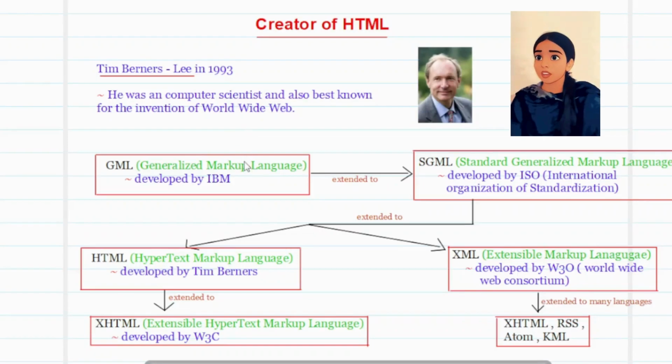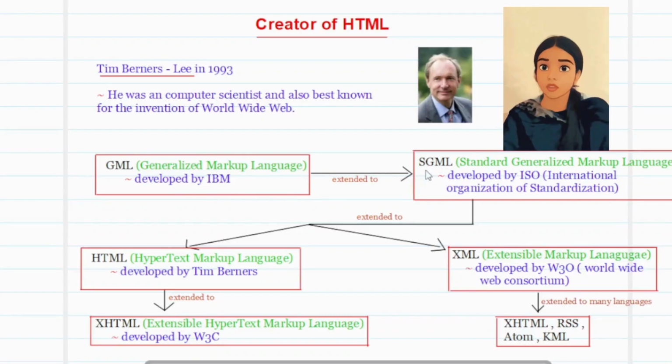Now here I have drawn the flow chart of markup languages. Actually HTML was not the first markup language. Before it, several markup languages had already been invented. The first markup language was Generalized Markup Language, which was developed by IBM, and then this language was extended to SGML, Standard Generalized Markup Language, which was developed by ISO, the International Organization for Standardization.